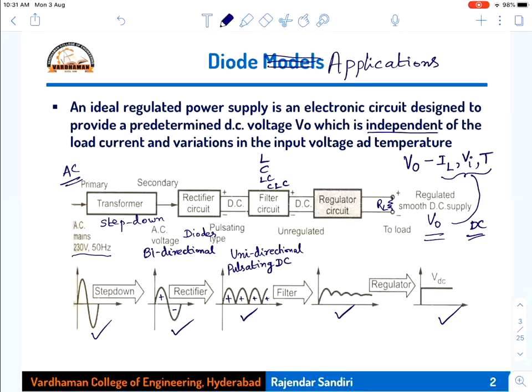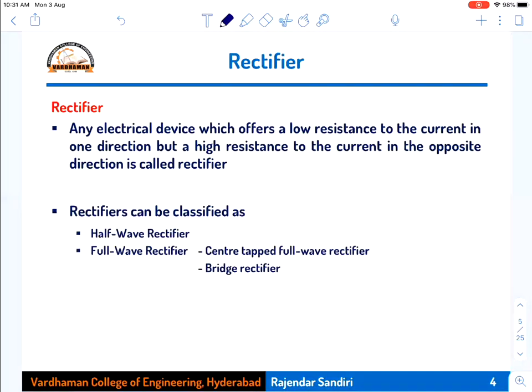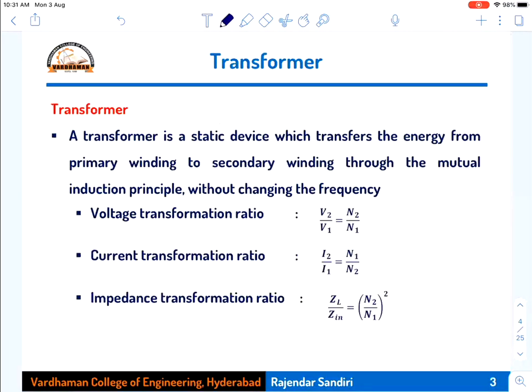Okay, next slide. So what is the rectifier? Before going to rectifier, we'll see the transformer. So transformer is a static device which transfers the energy from primary winding to secondary winding through the mutual induction principle without changing the frequency. I already told that transformer consists of 2 windings, primary winding and secondary winding, and it transfers energy from primary winding to the secondary winding through the mutual induction principle. The input amplitude and output amplitude will be different, but the frequency will be the same.